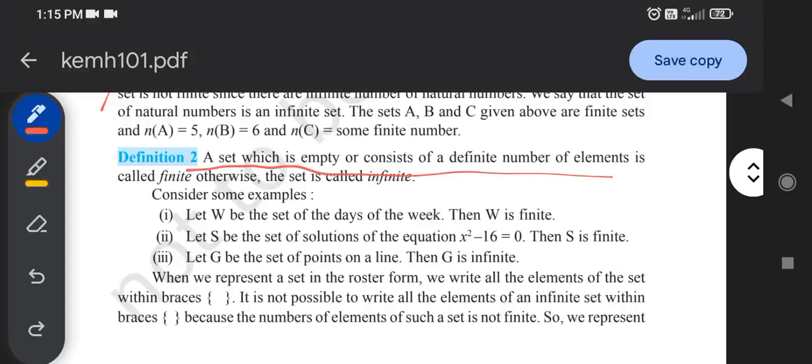A set which consists of a definite number of elements is called finite. Otherwise, the set is called infinite. Consider, for example, W be the set of the days of the week. Then W is finite. Let S be the set of solutions of the equation x square minus 16 is equal to 0. Then S is finite. Let G be the set of points on a line, then G is infinite.